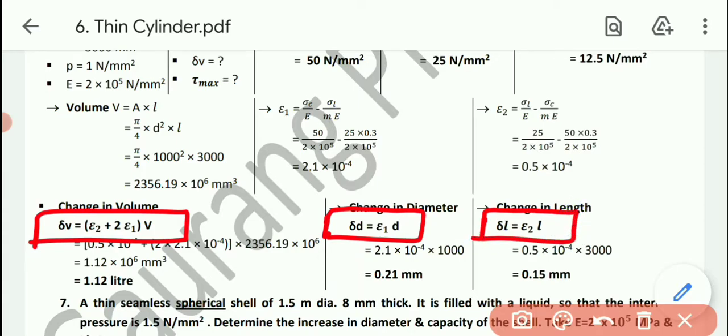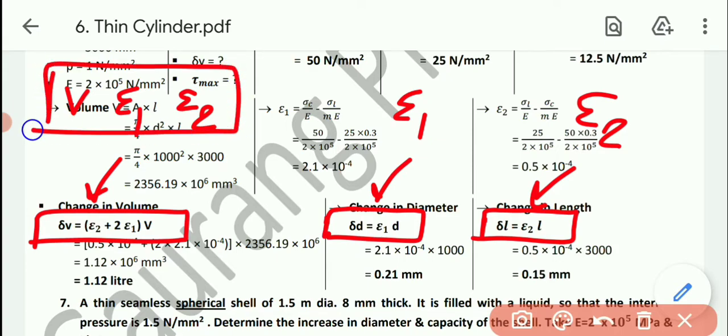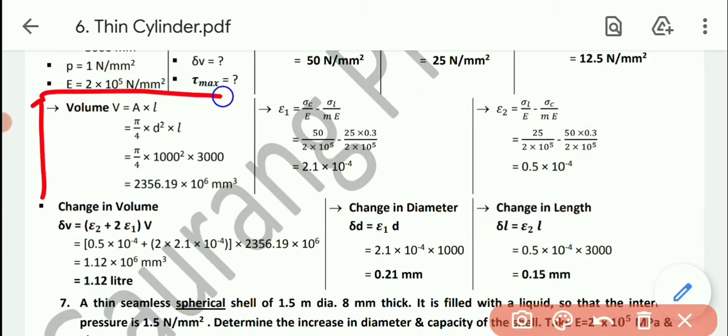Now let's talk about the unknown parameters. In the first one, that is volume, we need epsilon 1 and epsilon 2. In the next one, epsilon 1, while in the last one, epsilon 2. The values of D and L are given in the data. So first of all we will calculate the volume, epsilon 1 and epsilon 2, like the previous example. Let's apply the equation of volume. Volume is area into L. As the cylinder is circular, the area will be pi by 4 d square into L.